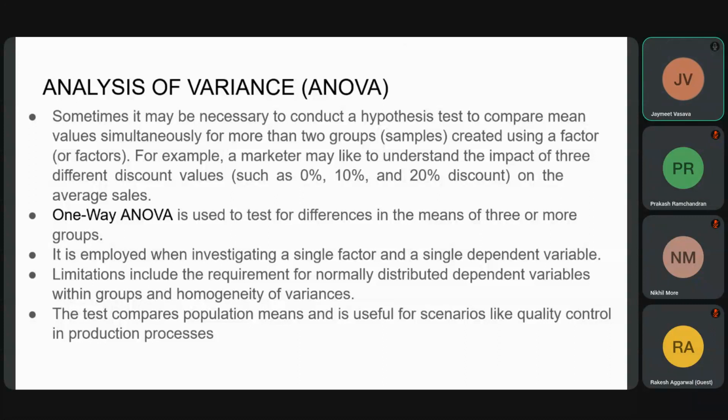One-way ANOVA is used to test for differences in the means of three or more groups. It is employed when investigating a single factor and a single dependent variable. Limitations include the requirement for normally distributed dependent variables within groups and homogeneity of variance.